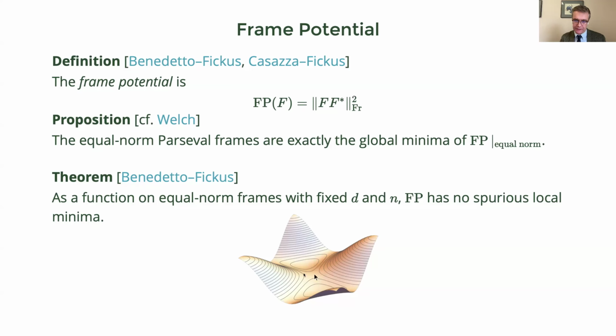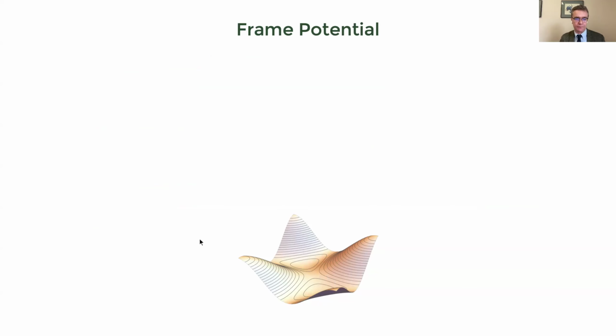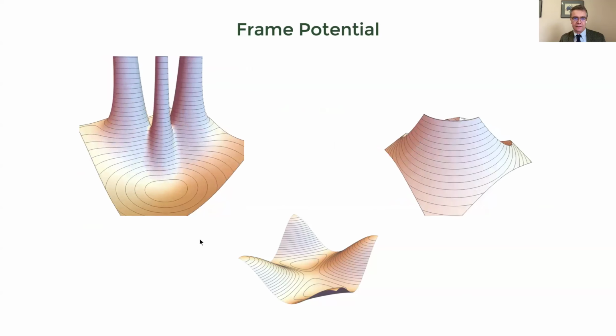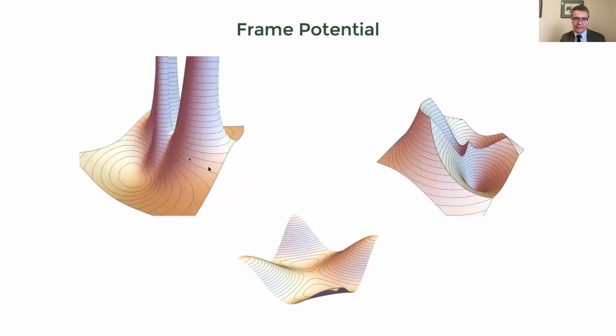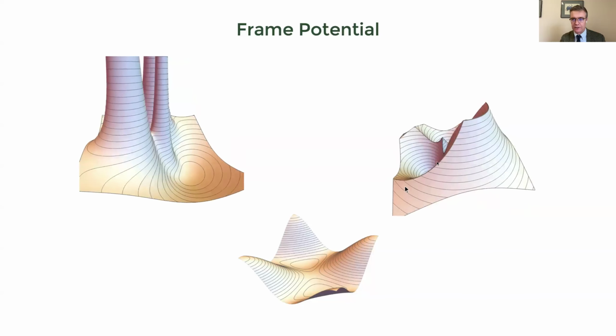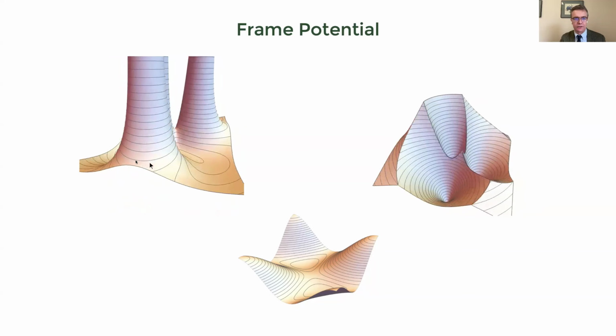There's this max up here, and then there's the saddle point down here. But the only local mins are these two global mins. And this is in contrast to other potential functions that tend to have lots of local mins that aren't global mins and can even be kind of gross.